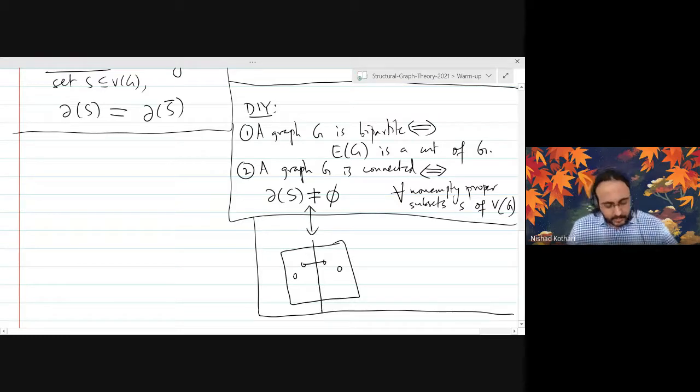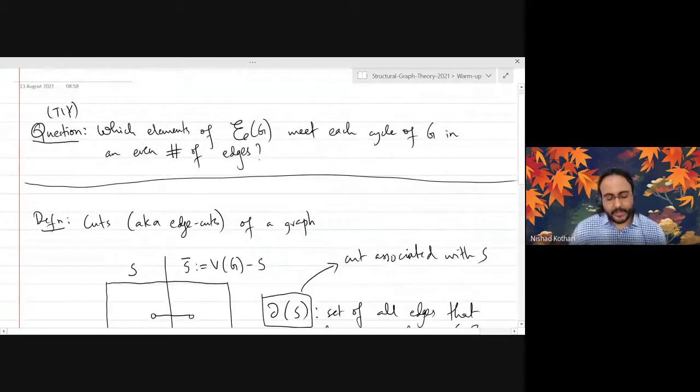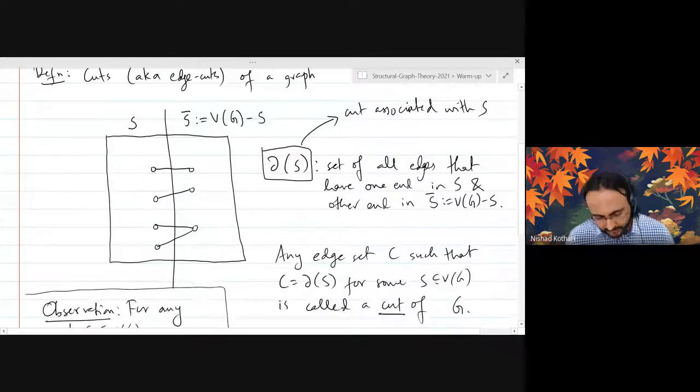So why are we talking about cuts? Well, to answer our question, what are the elements of the edge space that meet each cycle in an even number of edges? It turns out that the answer is the cuts of the graph. So let's try to prove that. Our next goal.